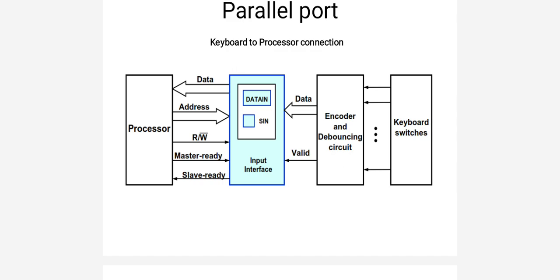Okay. In between the processor and the input interface circuit, a handshaking mechanism happens by using the master ready and slave ready signals, because the bus used between the processor and the interface circuit is an asynchronous bus. Here there is another control signal, R/W bar. These are the control lines which are used for read and write operations.